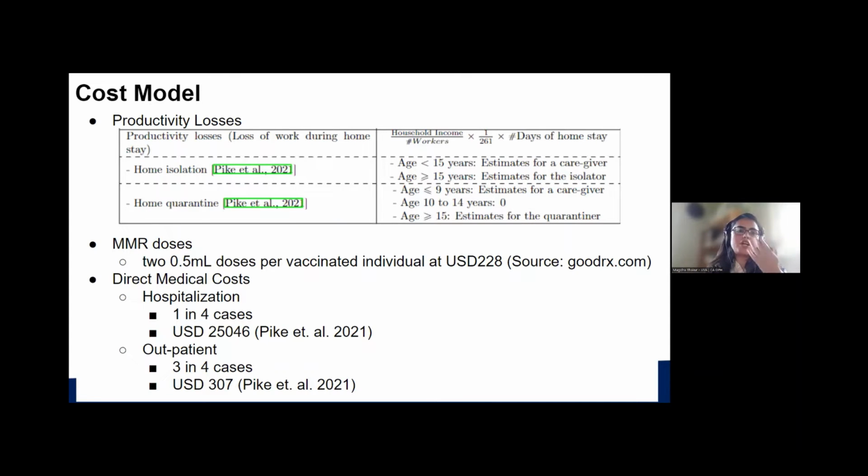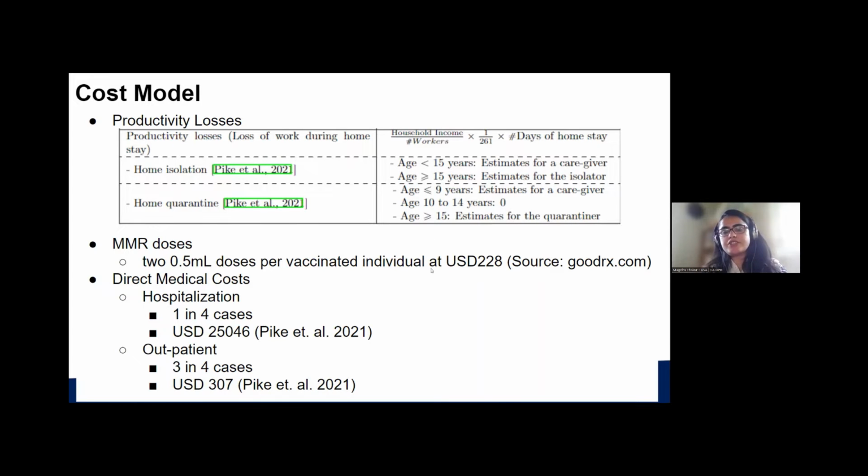The next step would be the cost model. So we are looking at total societal costs, and a lot of the assumptions are inspired from the Pike et al. paper from 2021. Productivity losses would be calculated by looking at the household income and the number of workers, so per capita income, times the daily wages lost by the person who is isolating.